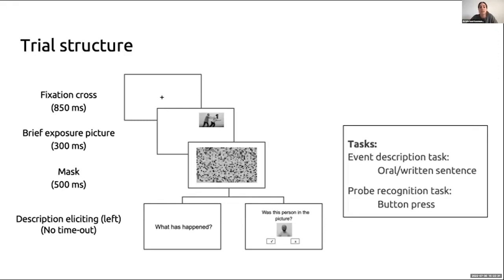So there were two tasks in our experiment. First, there was an event description task, and in this task, they had to produce a sentence to describe the event picture. And then we also had the probe recognition task. And this was a non-linguistic task, or at least this task didn't ask the participants to produce any linguistic outputs. So in this task, participants would see a probe picture, and they had to answer whether this person or object in the probe was present in the previous event picture. So they would answer with a button press, either yes or no.